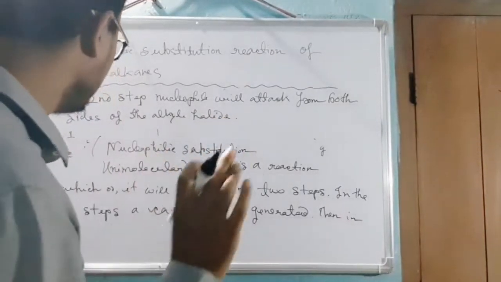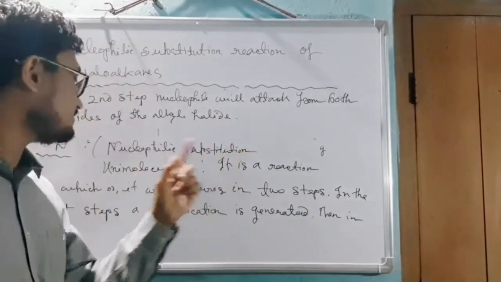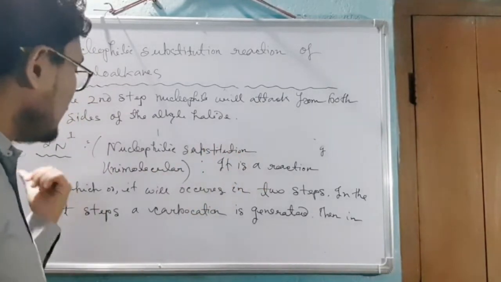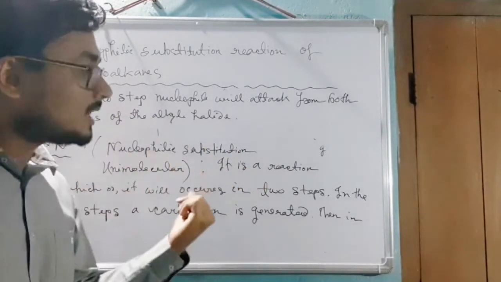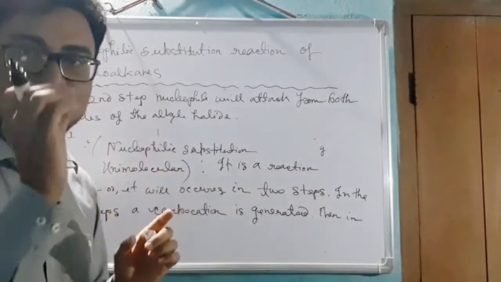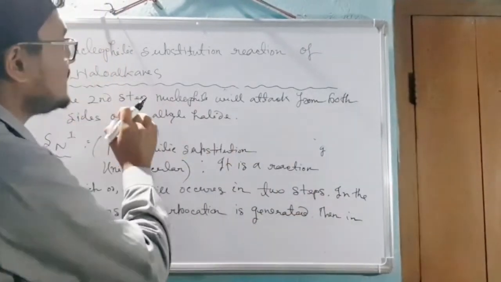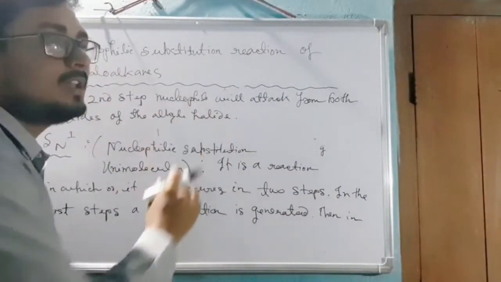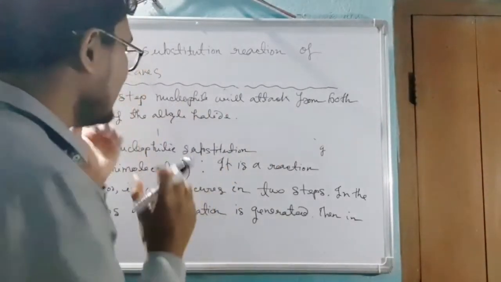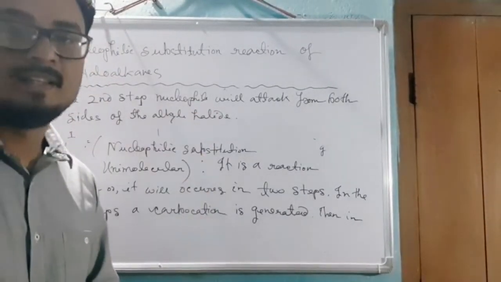So I have read out the whole thing. Sn1 means nucleophilic substitution unimolecular. One means unimolecular. It is a reaction in which it will occur in two steps. In the first step, a carbocation means a positive part. A carbocation is generated. Then in the second step, nucleophile will attack from both sides of the alkyl halide. Okay. Now, what is alkyl halide?